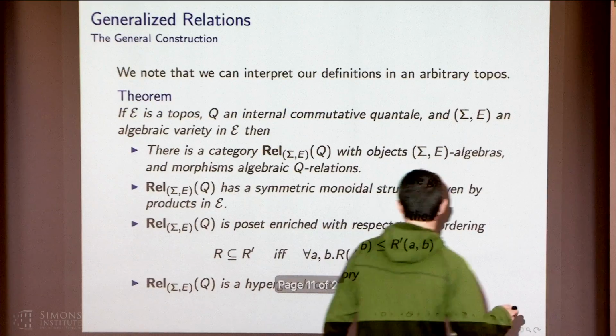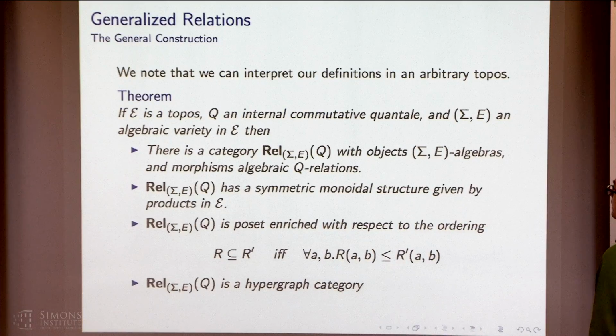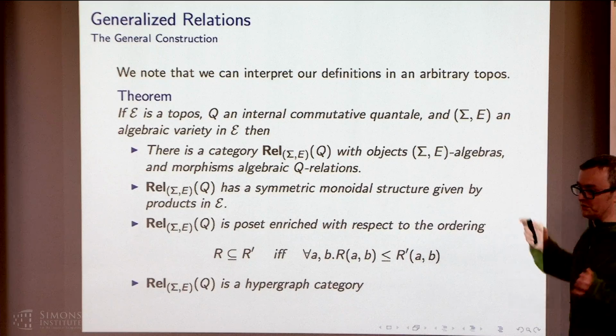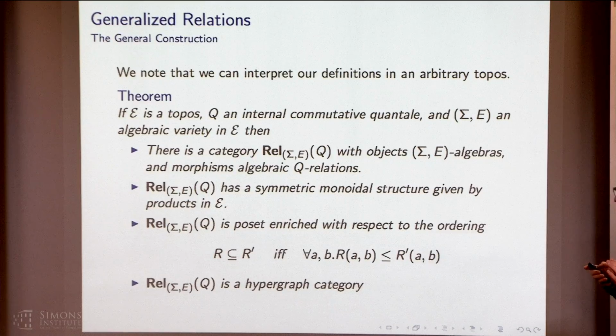Okay, and the way we've written down our definitions, actually we can interpret all of this business in an arbitrary topos. So we've got a third direction of variation. We've got two so far. We had the choice of truth values and the choice of algebraic structure, and actually we can choose the background mathematics that we're working in as well, and everything will work out fine.